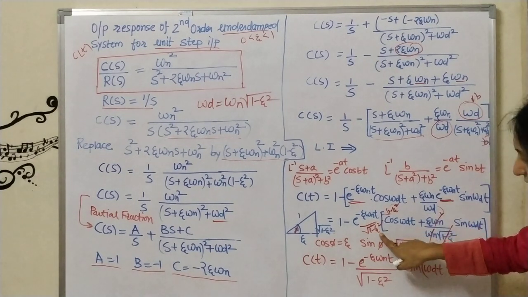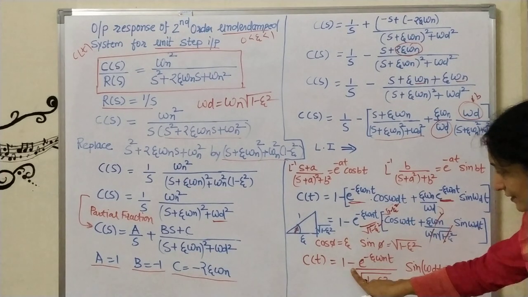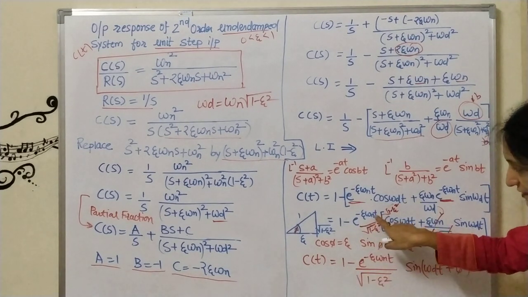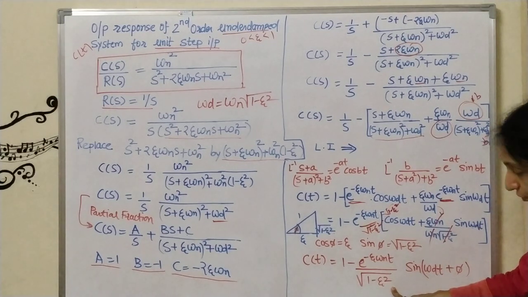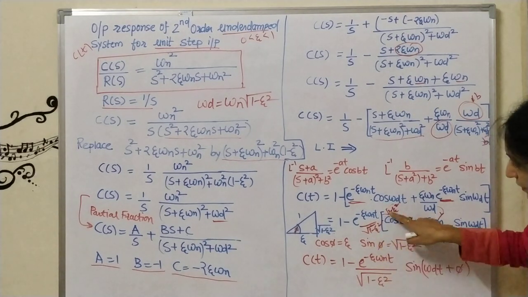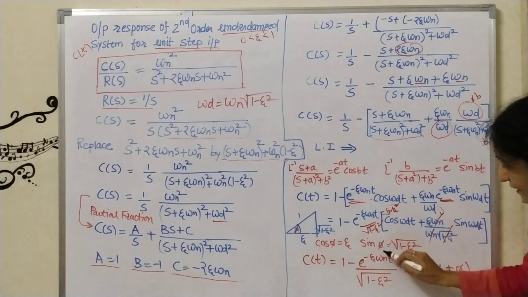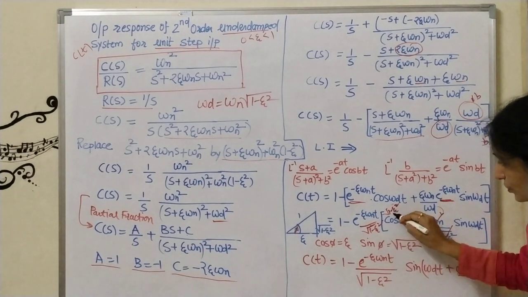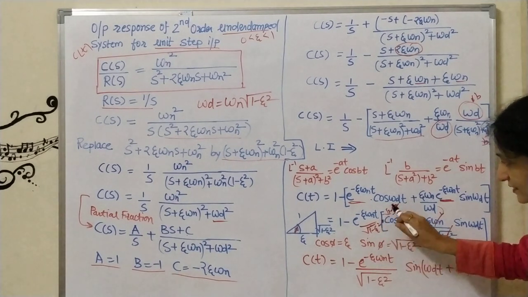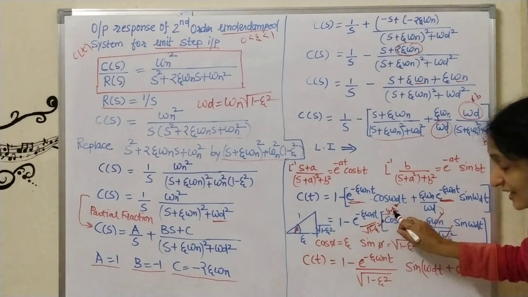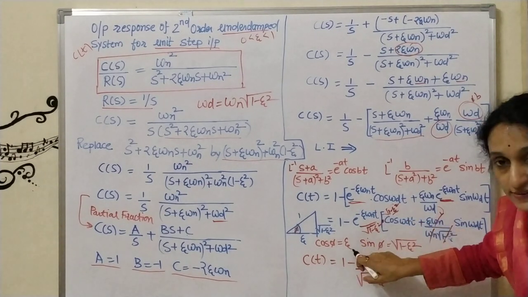Now look at this, I have again written c of t as 1 minus e to the power minus zeta omega n t upon under root of 1 minus zeta square. I hope you got this concept. I have taken that out. Then under root of 1 minus zeta square, what is that? Under root of 1 minus zeta square is nothing but sine phi. So you can replace this under root of 1 minus zeta square with sine phi. And what is zeta? Zeta is nothing but cos phi.